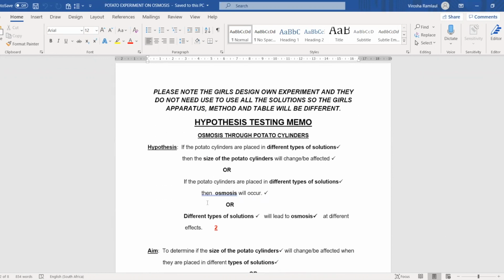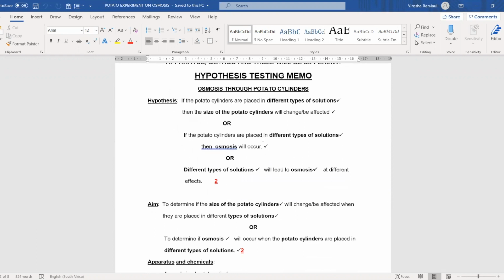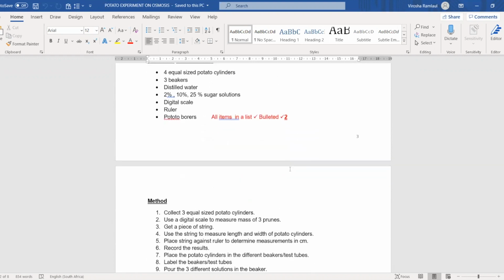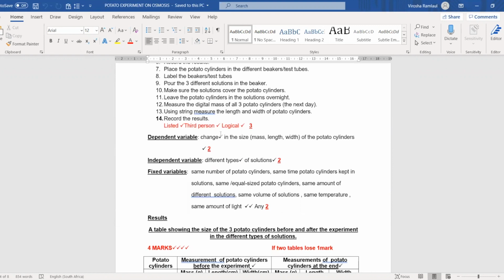Now, if you go to the memo, it wanted many things. Now, I always start teaching the variables. The dependent variable is what you're measuring. So here in this case, I know most of you said mass, length, width of the potato cylinders. Yes. But I want you to remember, if you are ever going to be measuring any structure or anything that you're investigating before and after, and if there's a change in that object or structure or specimen, there you must have the word changes in your answer.